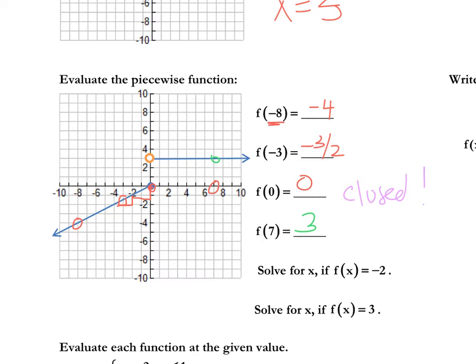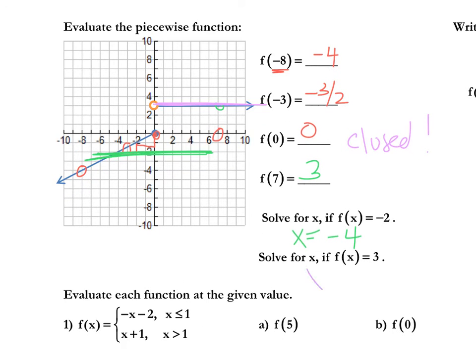Okay. And then it says solve for x when f of x equals -2. So let's draw that line. We're going to be on that bottom piece. So x, remember if it says solve for x, your answer should be x equals something, -4. And then it says solve for x if f of x is equal to 3. So notice that it's this entire function that is going to be, if we draw that horizontal line, so we're just going to write the domain restriction to go along with it. So this is going to be x is greater than 0.